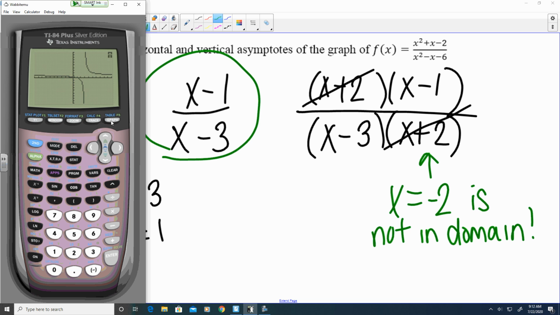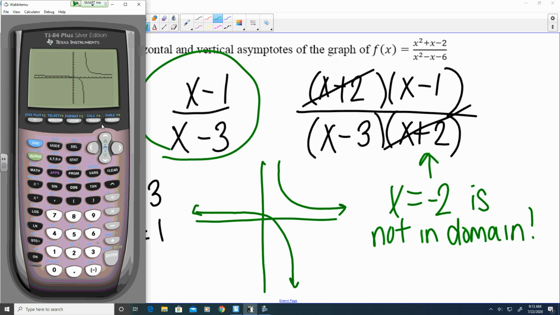If I look at the table, at -2, there's certainly an error. So what does that mean? What happened? Well, if I do a quick sketch of this graph, what's really going on, okay, it looks something like this with our two asymptotes. At -2, there's actually just a little hole. There is an undefined value at -2.